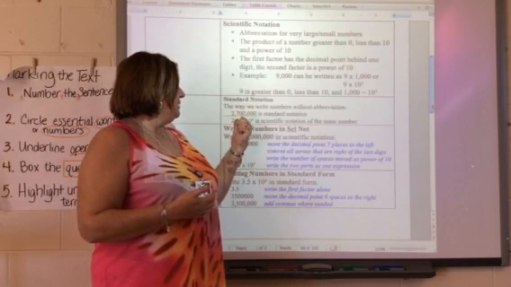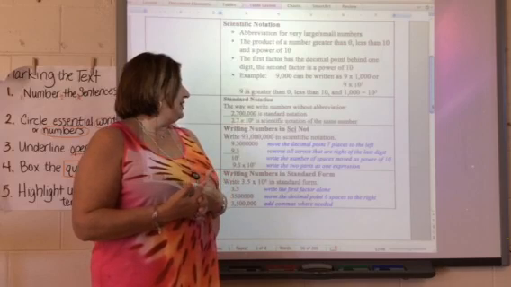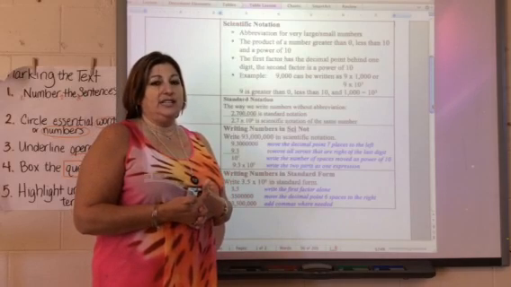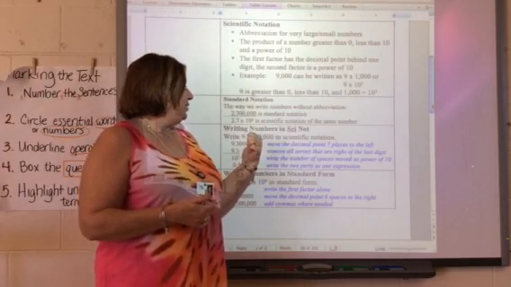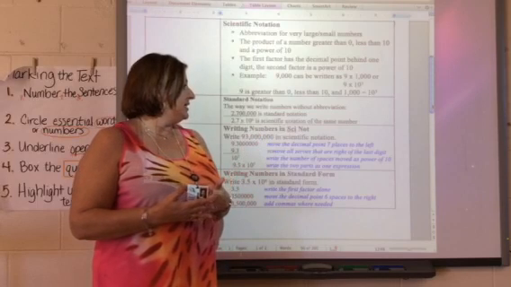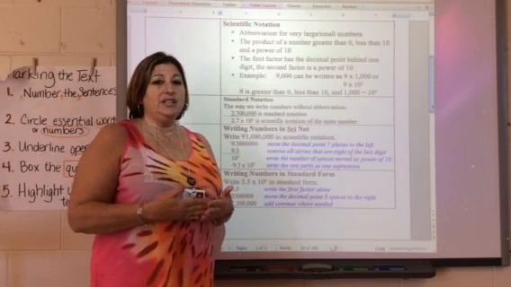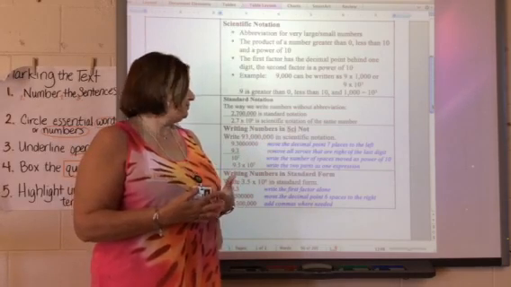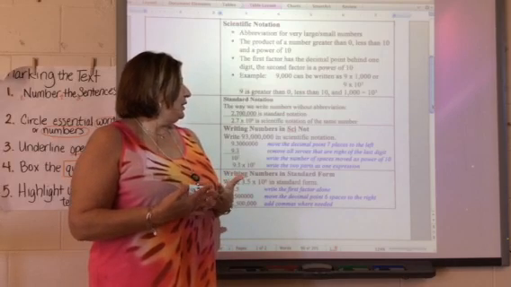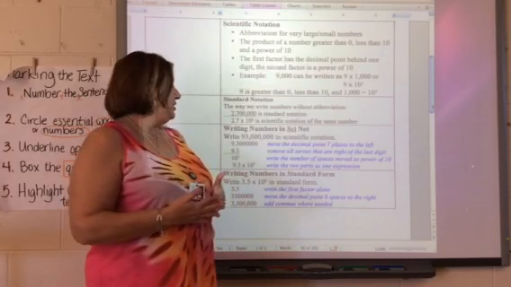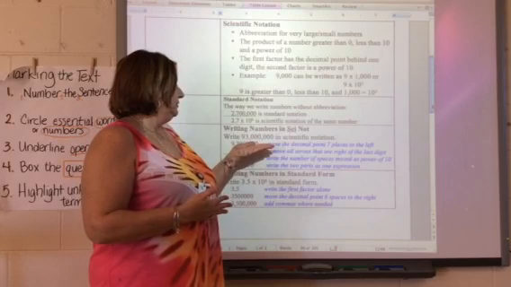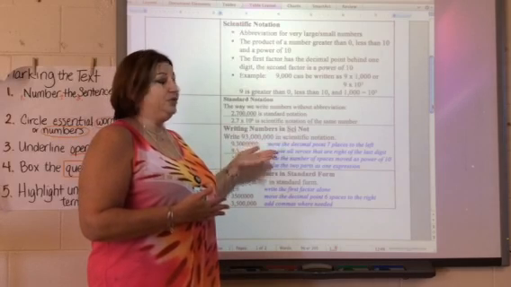If I have this number, 2,700,000, that's considered standard notation. 2.7 times 10 to the 6th power is the scientific notation of the same number. So we write numbers in scientific notation by taking the standard form.